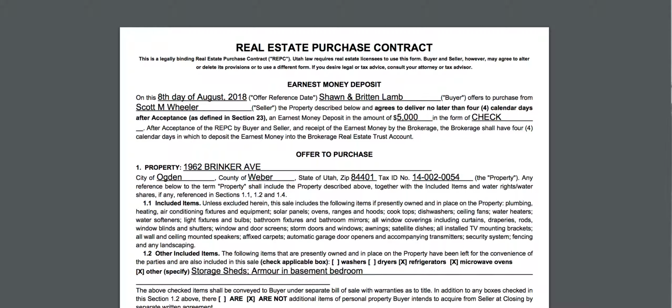That is going to be the date that you are going to put in the top section of any and all future addendums, because it is stating that those addendums pertain to this specific real estate purchase contract. Sean and Britton Lamb are now the buyers. So going forward, anytime it mentions buyers, it's referencing Sean and Britton Lamb.